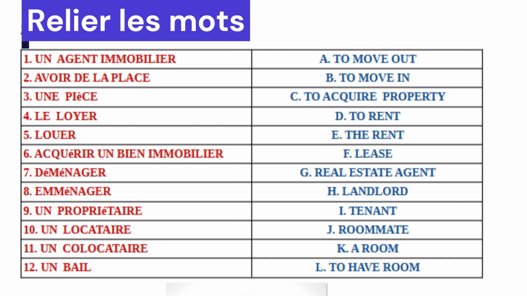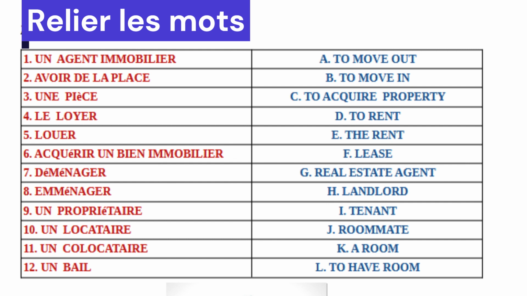You'll also need to listen to the words to make sure you know how they're pronounced. You can easily find the audio on Google Translate, but I'm going to read them out loud now to save time. 1. Un agent immobilier.